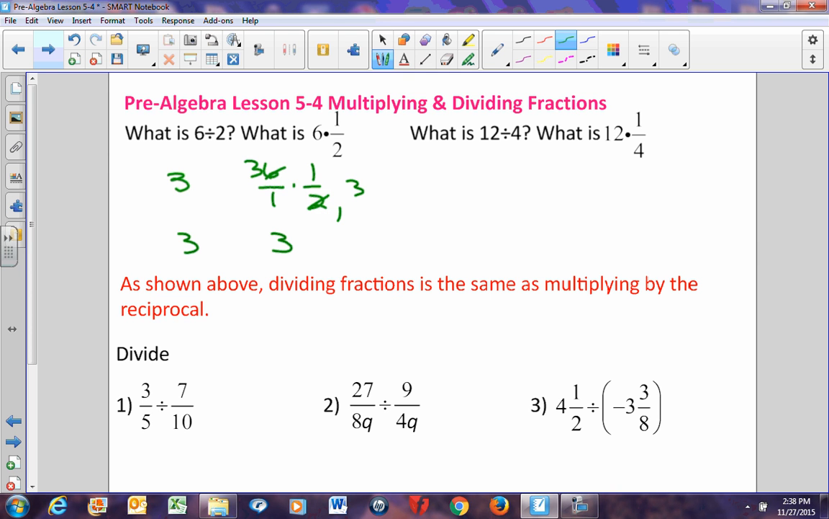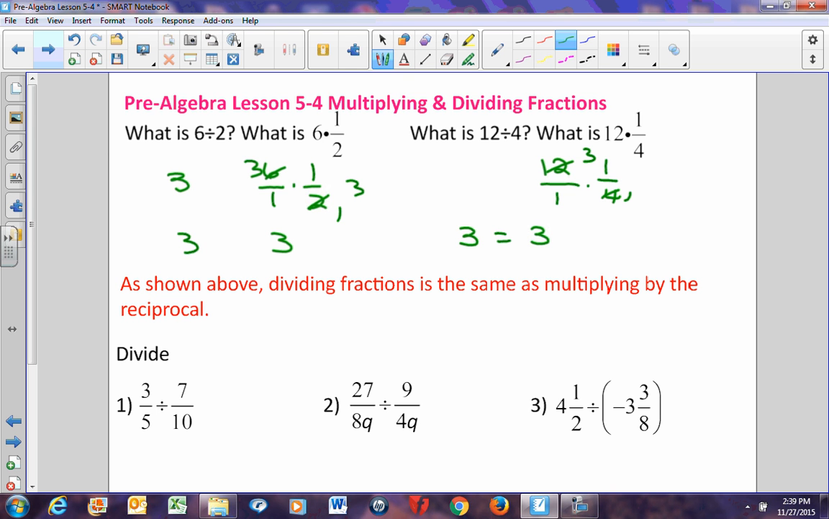What is 12 divided by 4? Also 3. What is 12 times 1/4, or 1/4 of 12? Okay, look, it's 3 as well. So, when you're dividing, you're actually just multiplying by the reciprocal. So to divide a fraction, you simply multiply by the reciprocal.